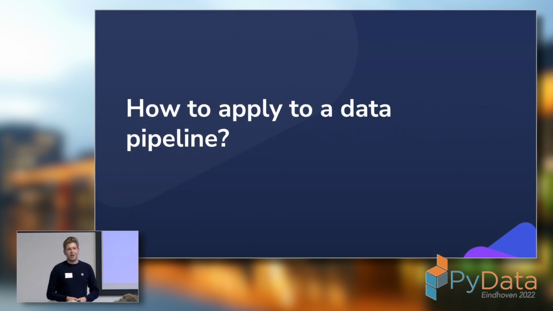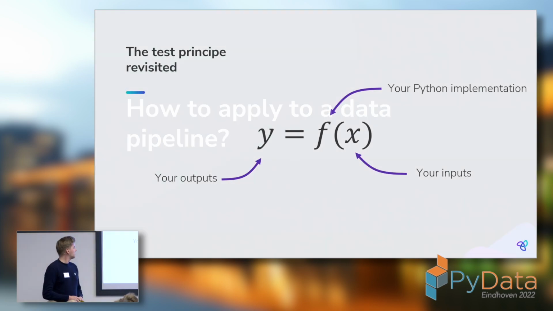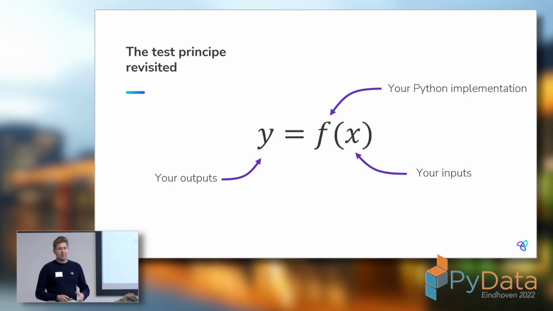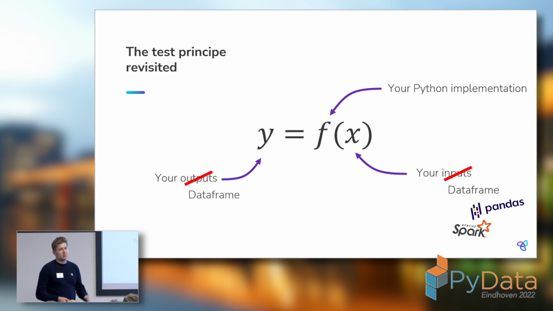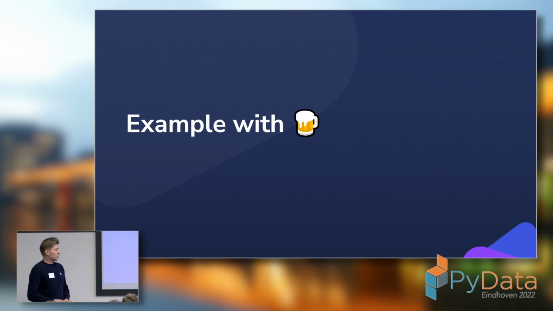So how can we apply this theoretical model to an actual data pipeline? We have the same equation, however, for our inputs we use a data frame, and that could be any type of the data frames that you might have seen in the talks this morning, but you could use Pandas or PySpark, for example. And as the outputs, you also have a data frame, which probably would be the same type as you have put into it. So how can we apply this model to beer?